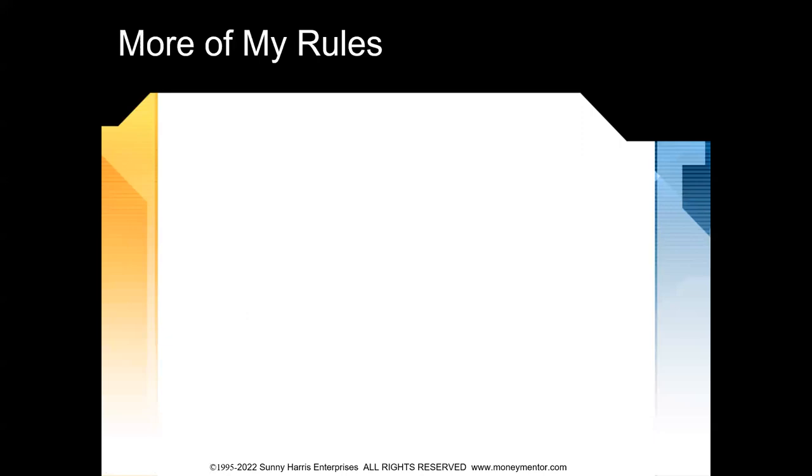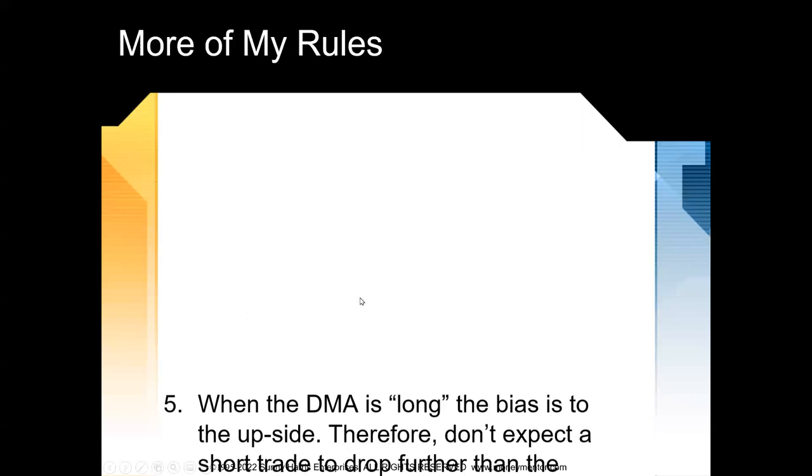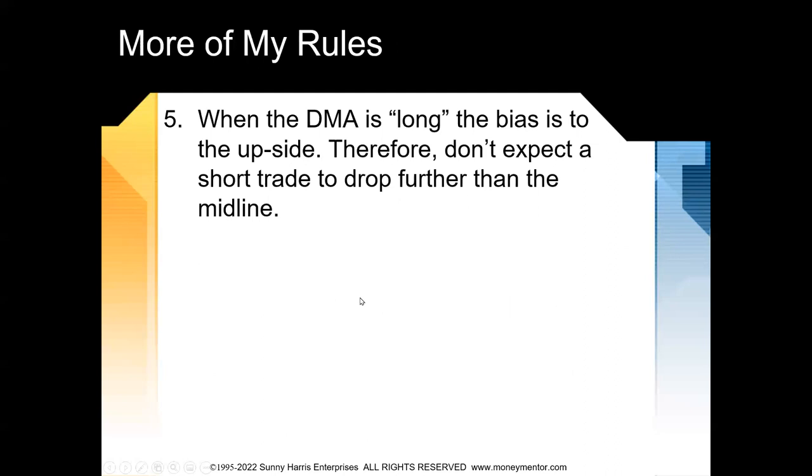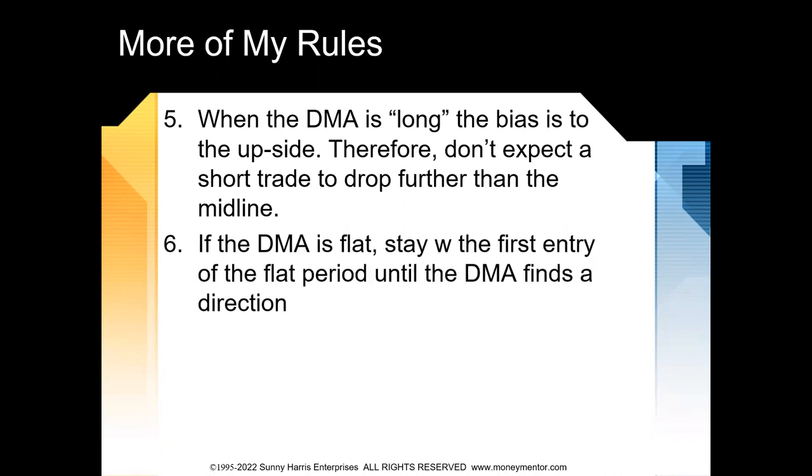Or take profit if it's sideways, I'll take profit there. When the DMA, dynamic moving average, is long, the bias is to the upside. Therefore, I don't expect a short trade to drop further than the midline. So you want to look at the midline, which it prints out on the sunny bands, and you want to look at the DMA to see whether gold is on top or purple is on top. If the DMA is flat, stay with the first entry on the flat period until the DMA finds the direction.